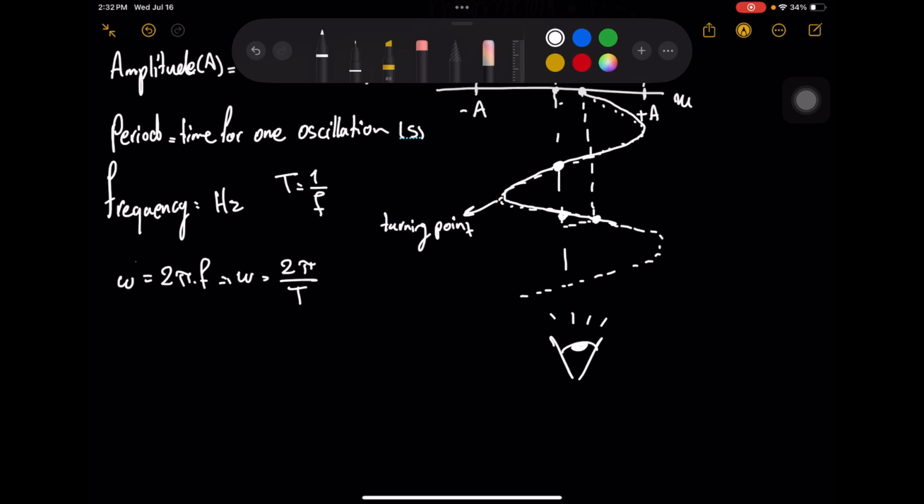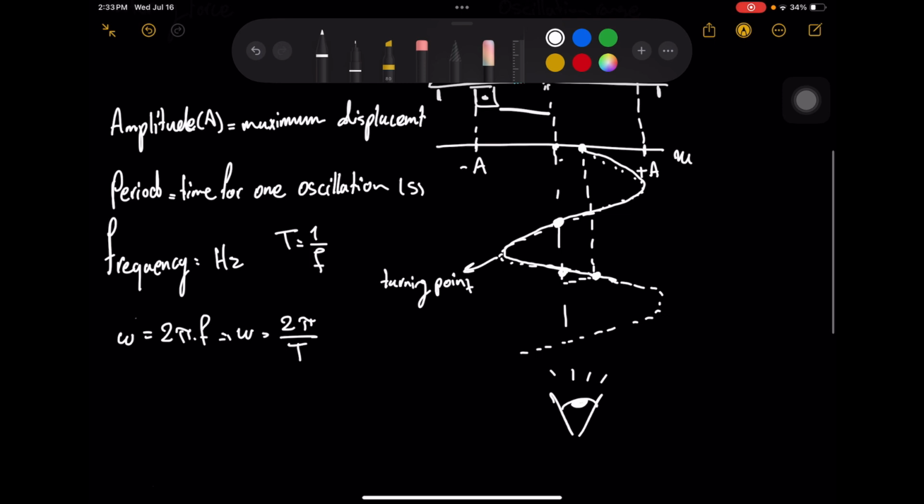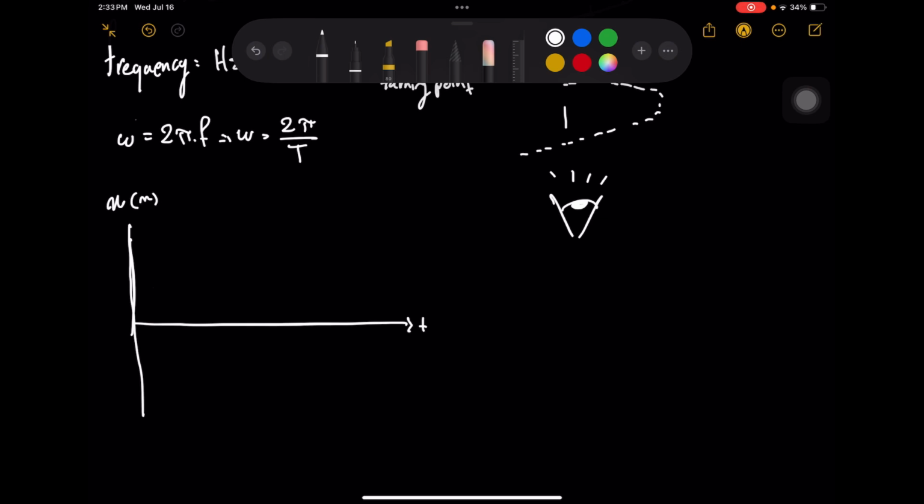Then we get to the equation, but let me first draw this graph here in better terms. This axis is the position from the equilibrium position, x, measured in meters, and this one is our t, measured in seconds. We have the positive amplitude and the negative amplitude, and it follows this motion.